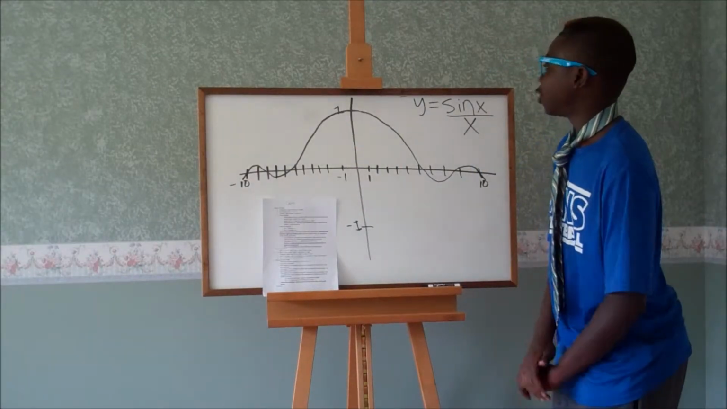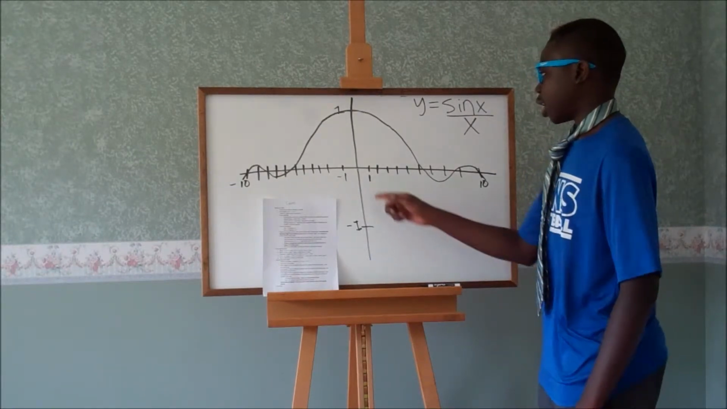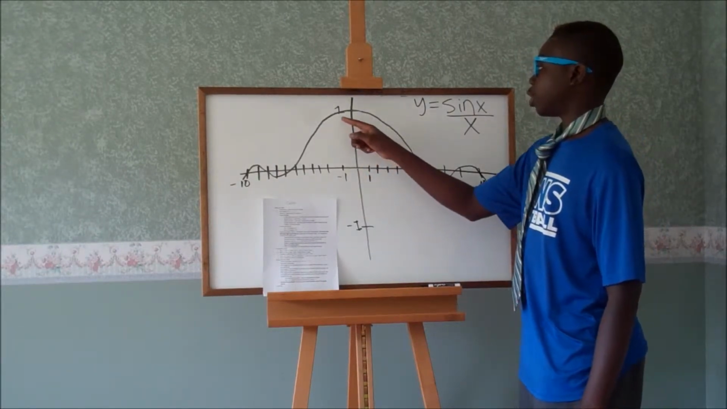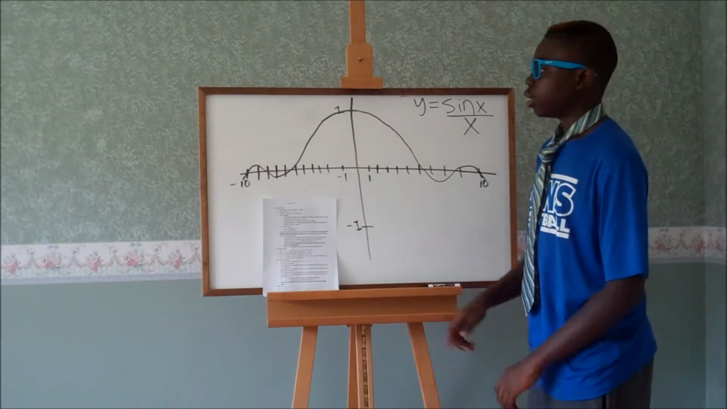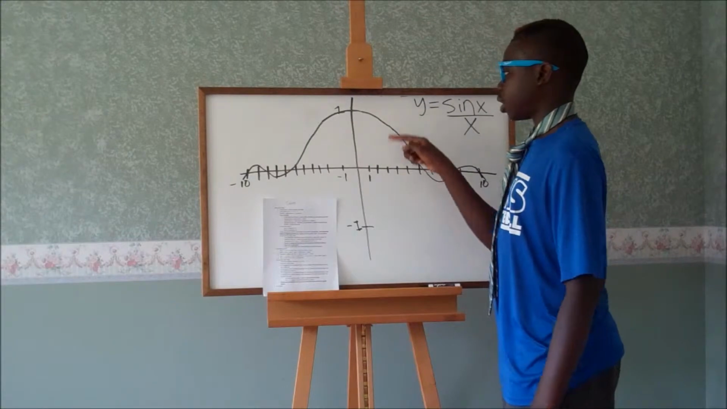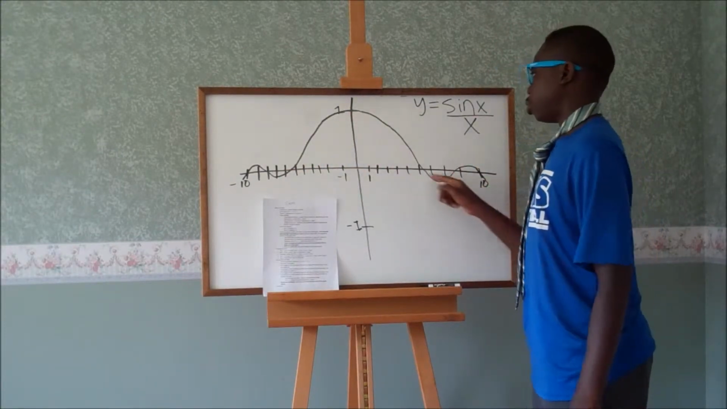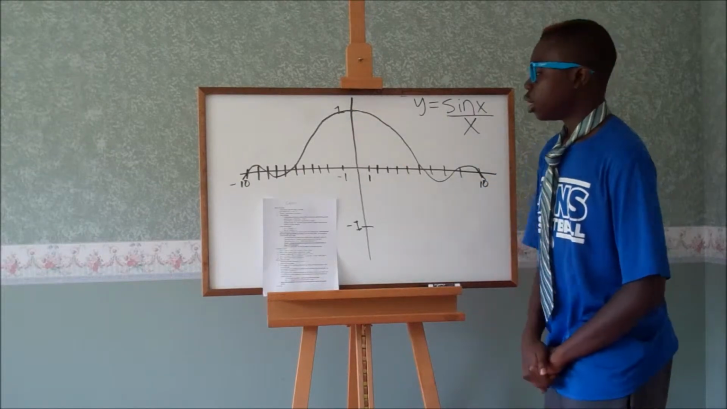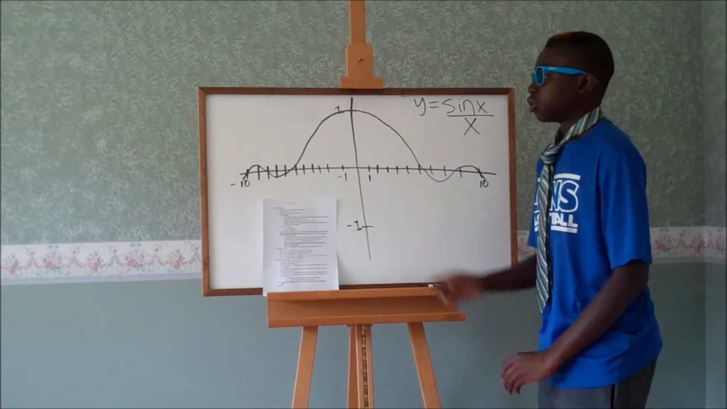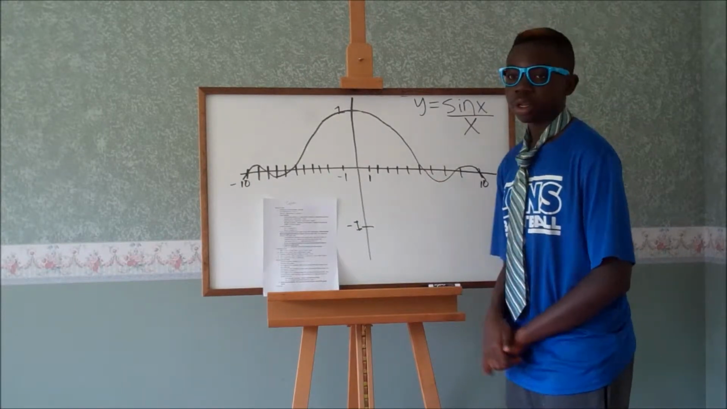Alright, so here's the graph of the equation y equals sine x over x. Now, as you can see, at x equals 0, the y value is at 1. And to double check, you'd have to look at the limit from the left of 0 and from the right of 0. And as you can see, it both goes to 1. So that's how you can tell by graphing that the limit as x approaches 0 of this equation is 1.